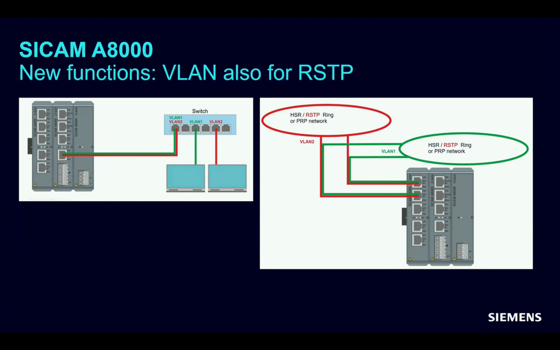With our Linux-based SICAM A8000 RTU, you can assign several protocols to one physical interface. Jorge will show it in this presentation. That can be the same protocol, but also different protocols. A separation can be done via virtual LAN, as shown in this slide. That has already been implemented a long time back. New is that it can also be used now in RSTP rings.